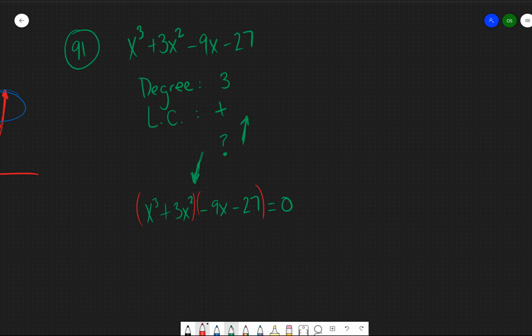In the first group, I can factor out x squared. That leaves me with x plus 3. Now when I go into the second group, I'm looking to factor something out to make it look like x plus 3. And yeah, I can do that. That's going to give me negative 9 times x plus 3. I factor out a negative 9. Now the two groups have something in common. It's x plus 3. Factor that out. That leaves me with x squared minus 9.